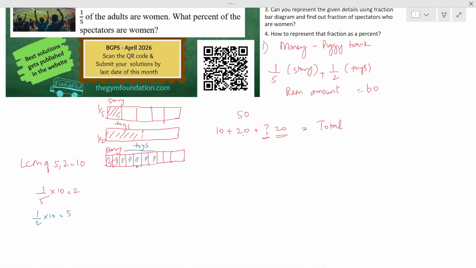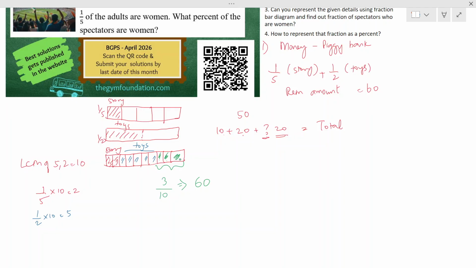And the remaining is actually the 60 rupees, right? So which means I'm going to use another color here, which is a green color. This is the storybooks, sorry, the remaining amount. So what fraction is the remaining amount? It is 3 out of 10. So 3 out of 10 corresponds to the amount 60 rupees.